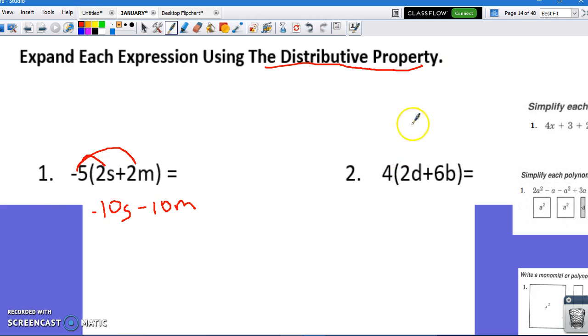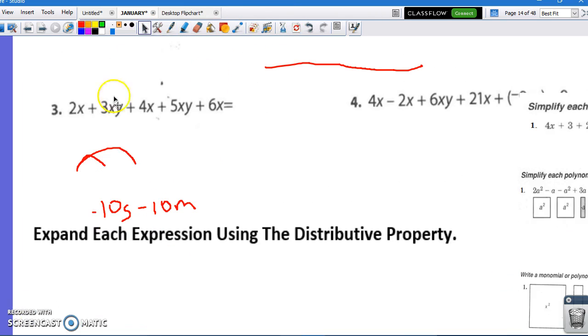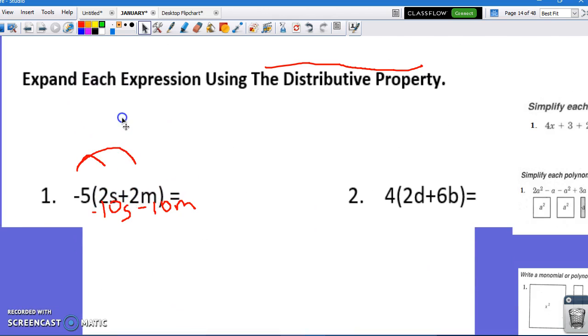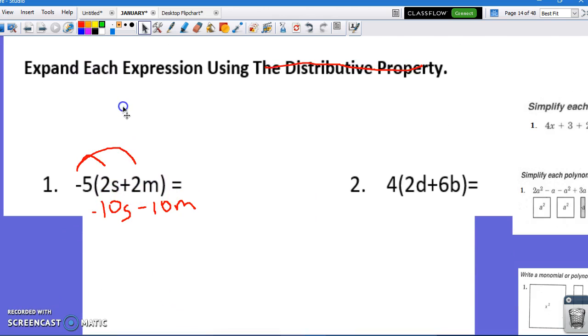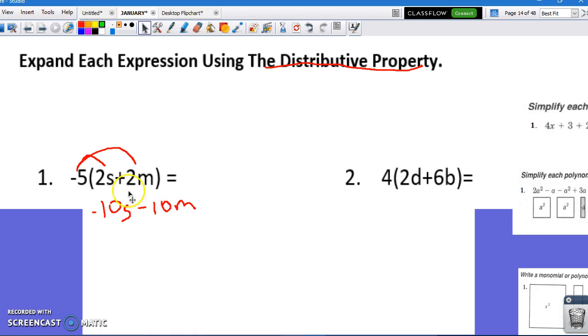Distributing. So remember, sometimes you might have to distribute and then combine like terms. So you must distribute first and then do the work that we had done above. Once it's all distributed, see if you have any like terms, then combine. But in this case, there are no like terms because I have an S and I have an M, not like terms, so I don't have to combine anything.